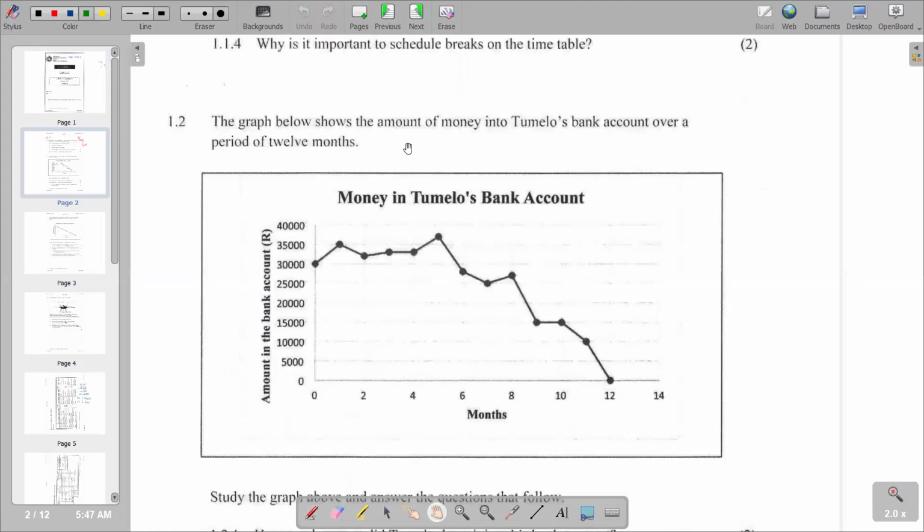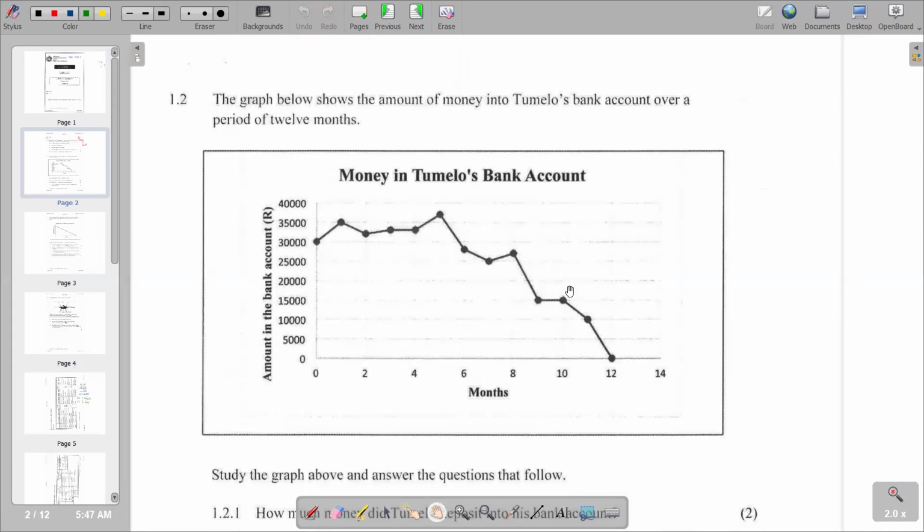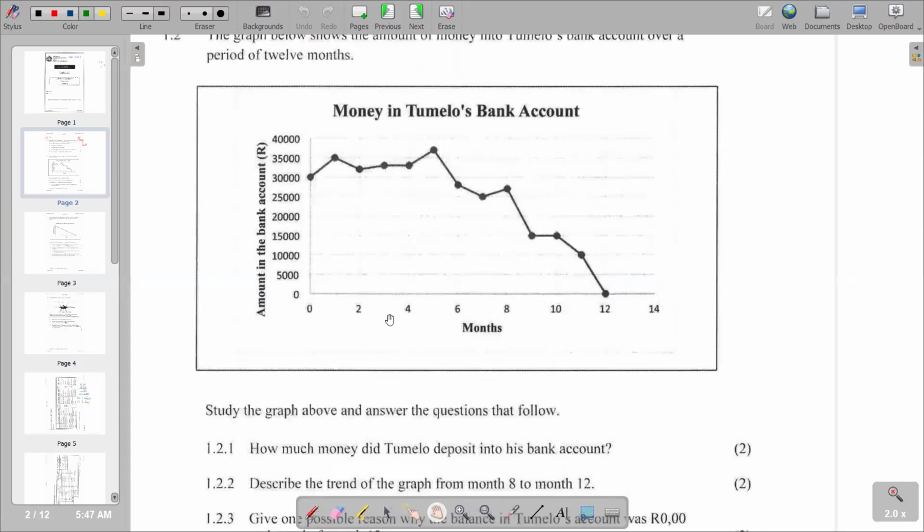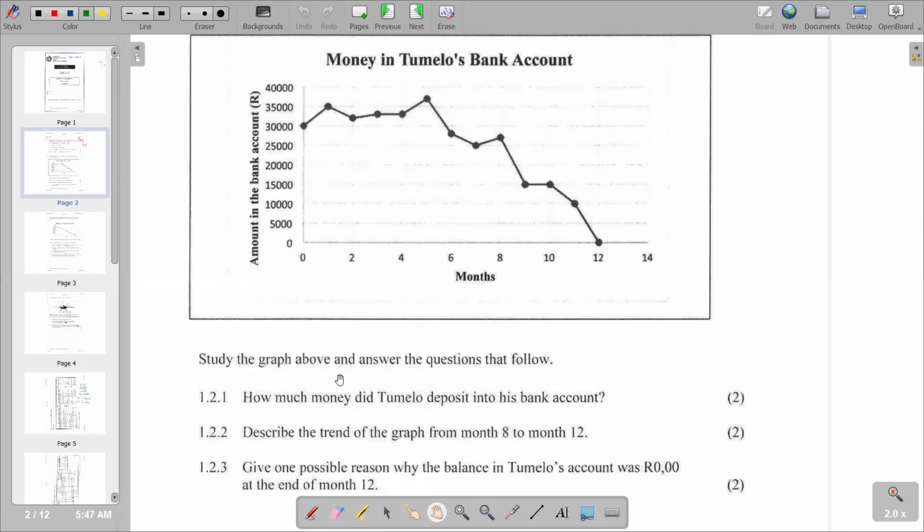1.2: the graph below shows the amount of money in Tumelo's bank account over a period of 12 months. So we are given a graph showing money in Tumelo's bank account, where on the horizontal axis we have months, then on the vertical axis we have the amount in the bank account. Beneath that, we are told to study the graph above and answer the questions that follow.